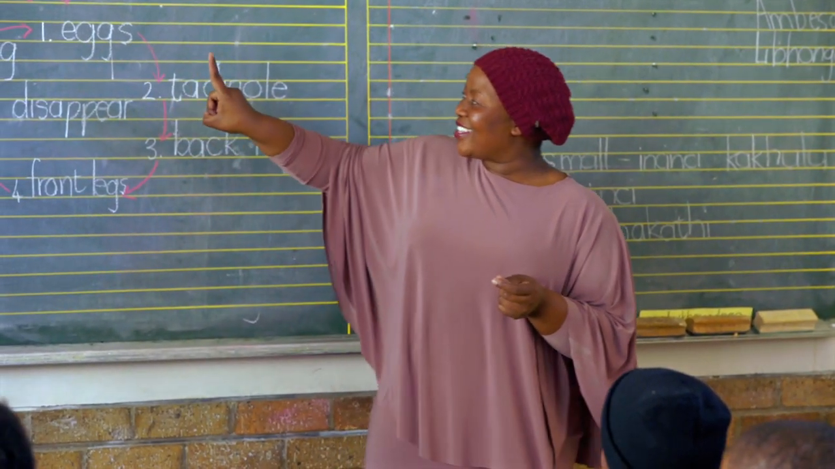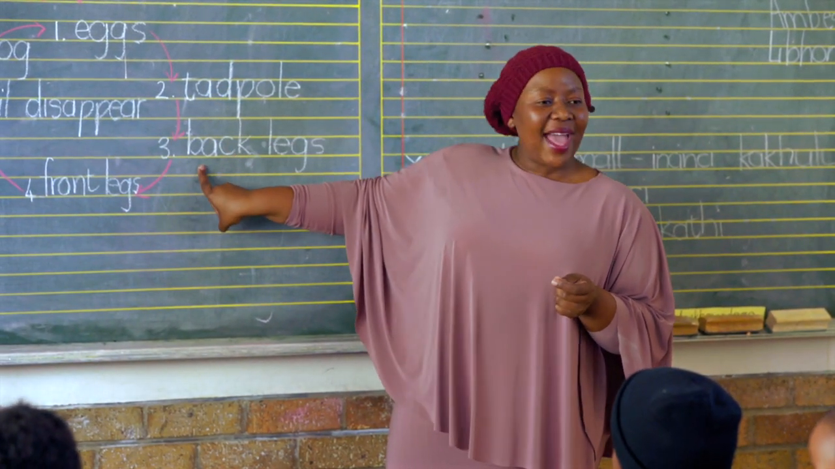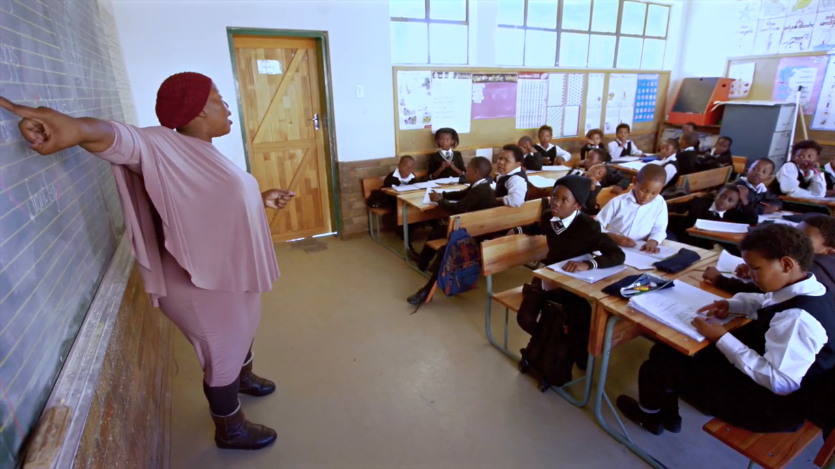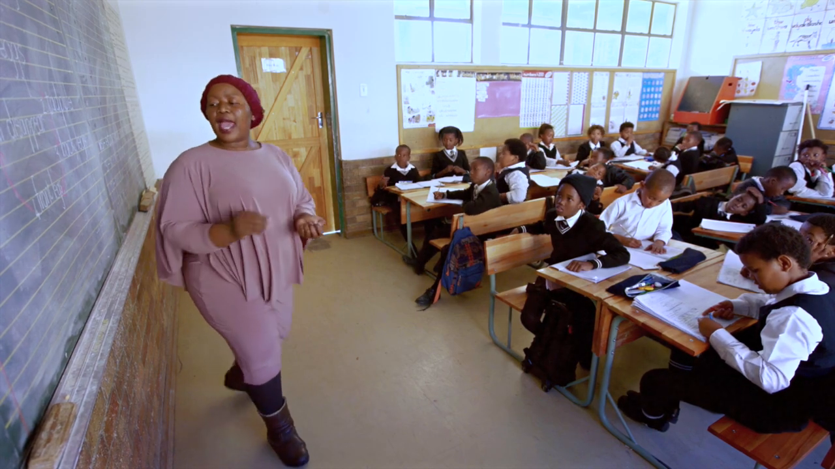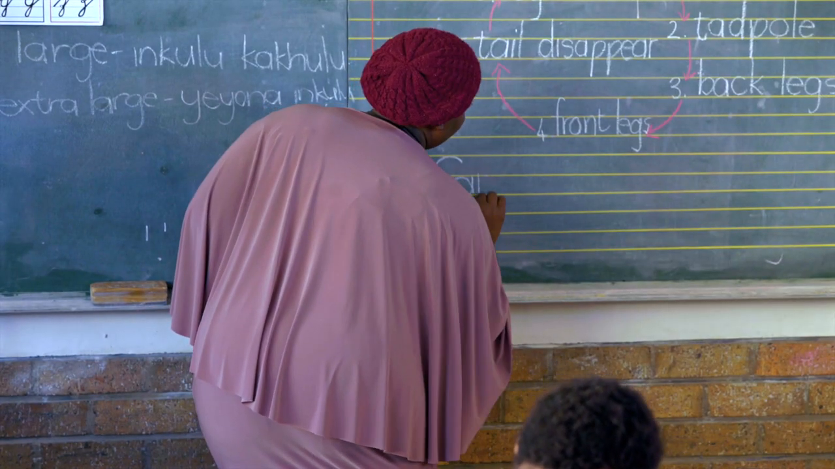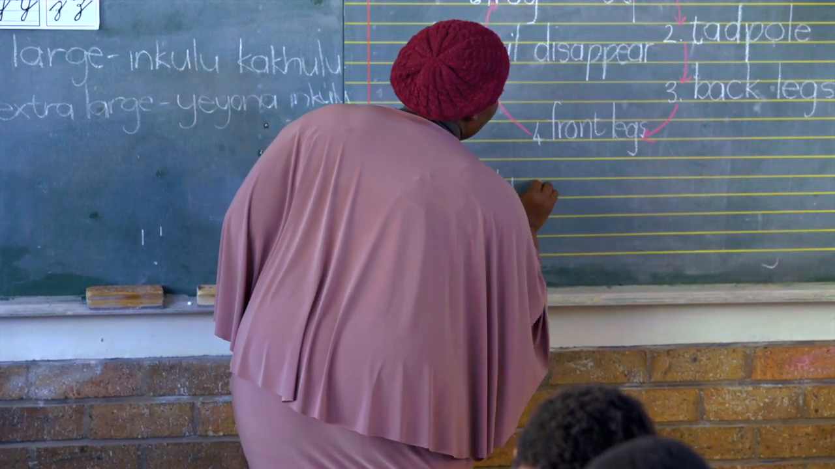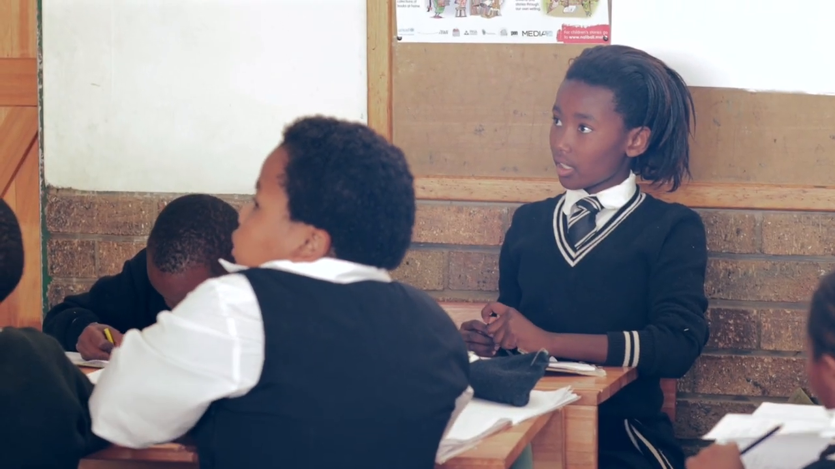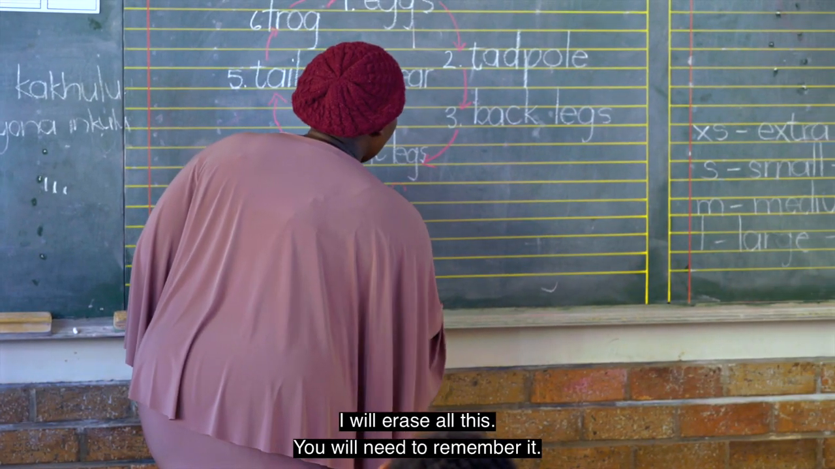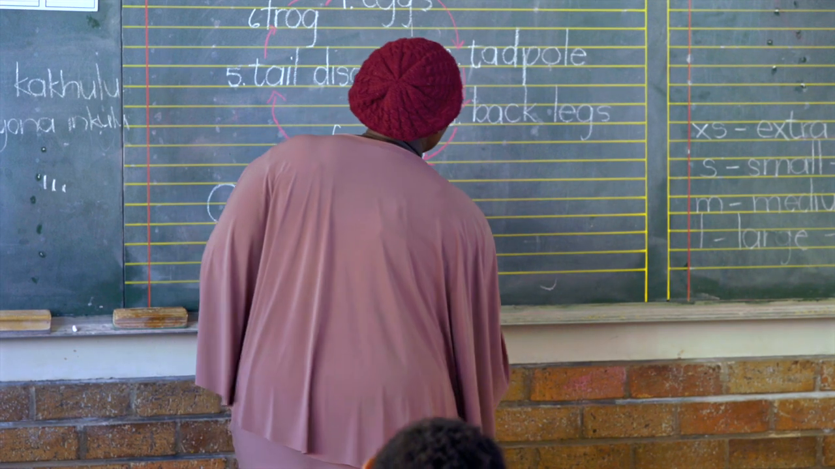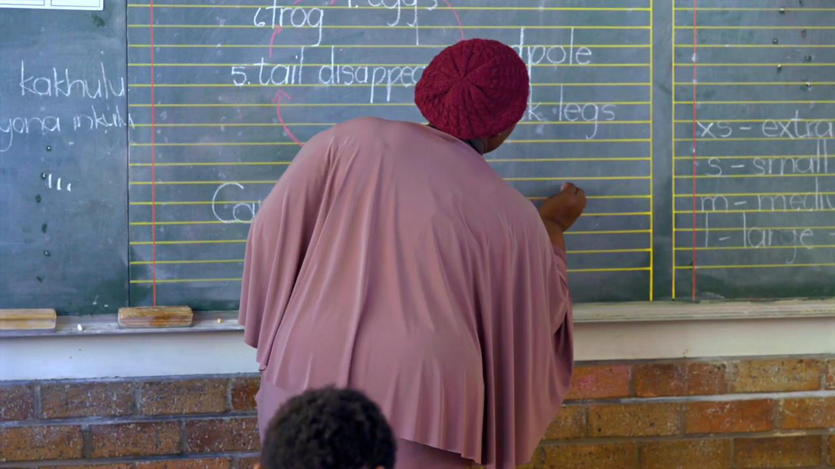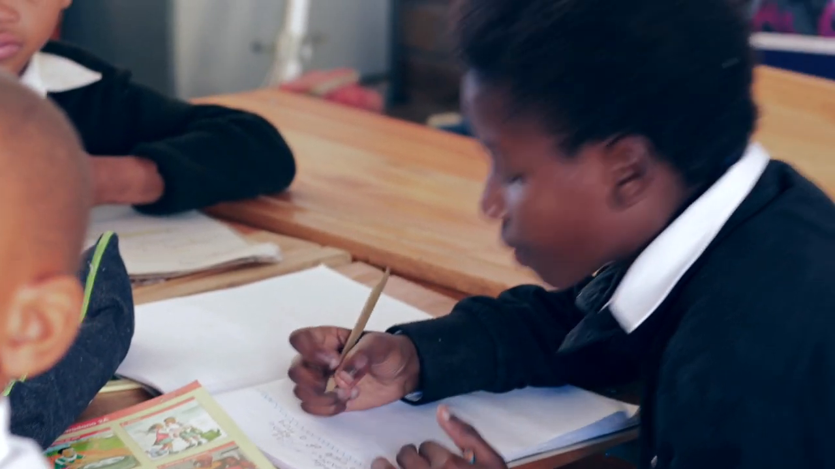It lays eggs, hatches into a tadpole, back legs grow, front legs grow, tail disappears, and it turns into a frog. Okay, what do we write for the caption? Life cycle of a frog. Does that explain it? So you have to remember it.